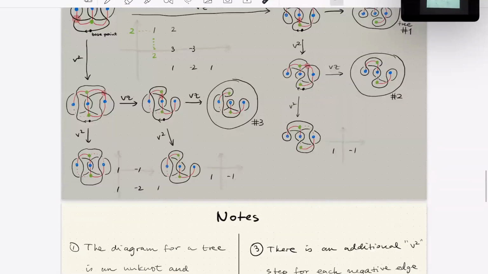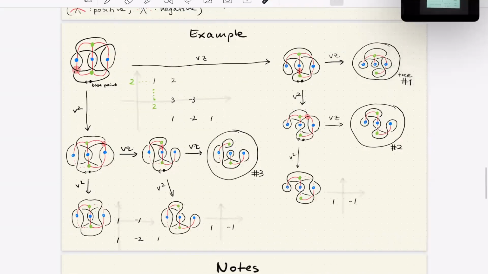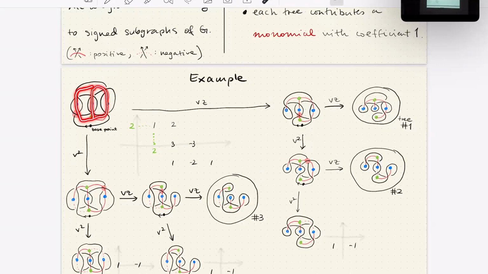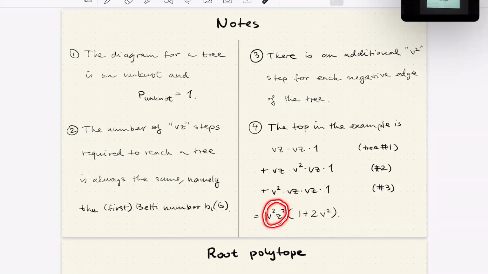In my example, when I actually look at the top, V squared always came up twice, because the original graph that I had, this one here, has Betti number 2, has like 2 independent cycles on the 2 sides. Betti number 2 has to be punctured twice to get a tree, and that way this term is the same for every tree. The number of V squared events varies from tree to tree. In this example, it was 0 times for the first tree and 1 time for the other 2 trees. So summing up the contributions is 1 plus 2v squared.